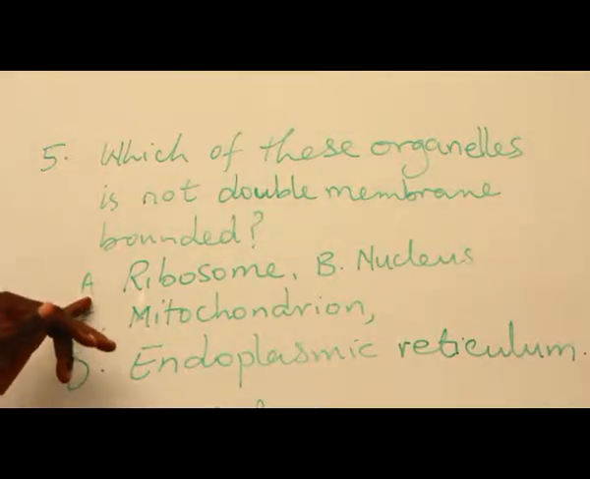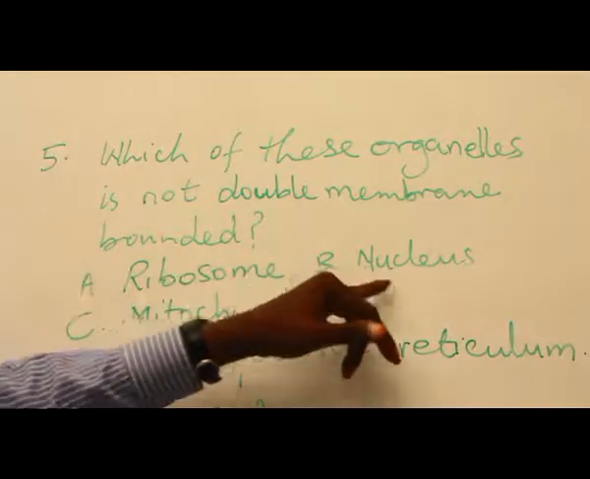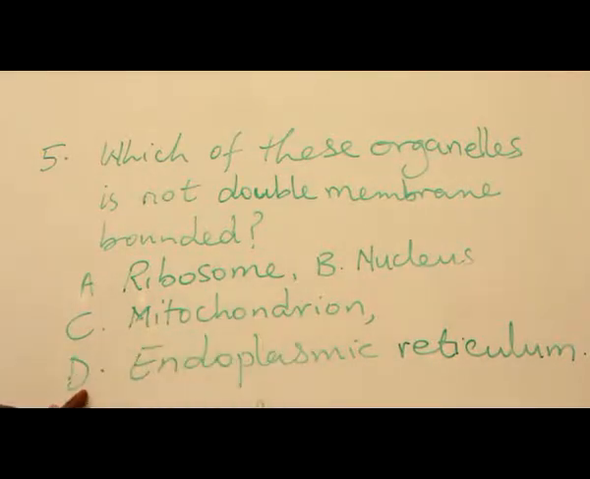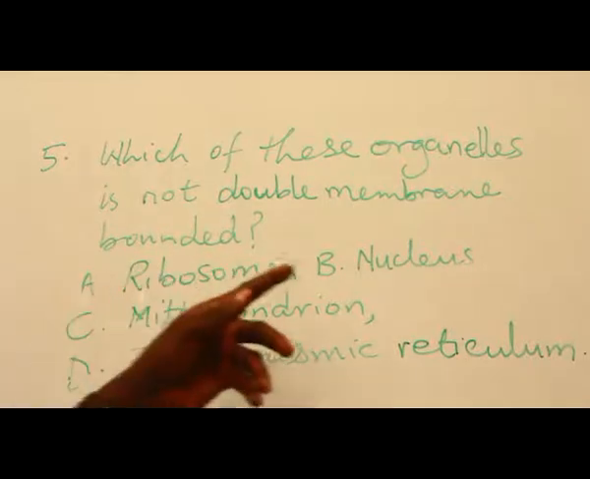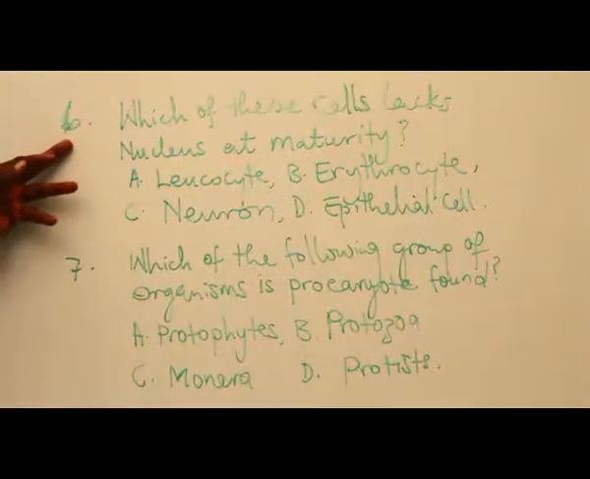We have A, ribosomes, B, nucleus, C, mitochondrion, D, endoplasmic reticulum. The structure of endoplasmic reticulum is double membrane. So also mitochondrion. We have nucleus, double membrane. It's only ribosome that is not. So answer is A.